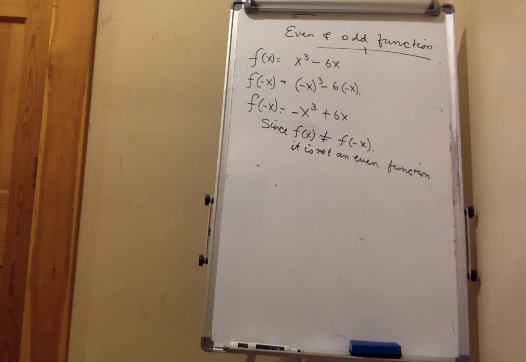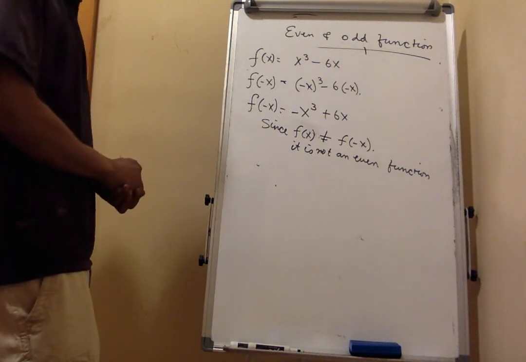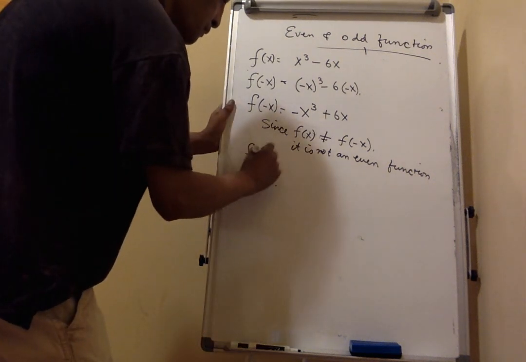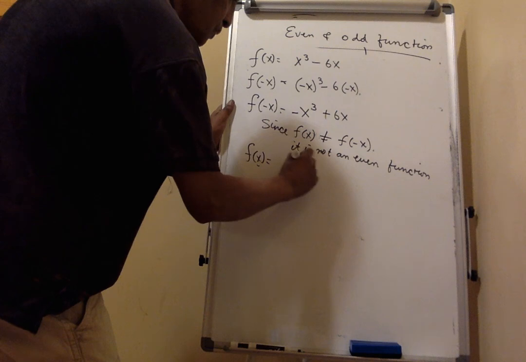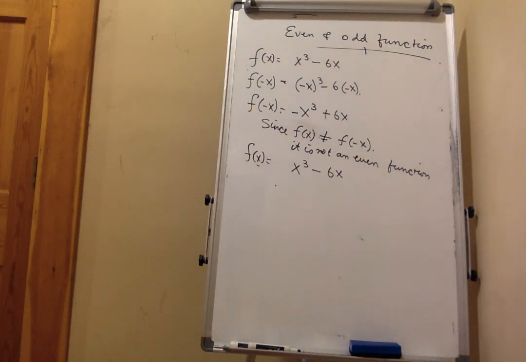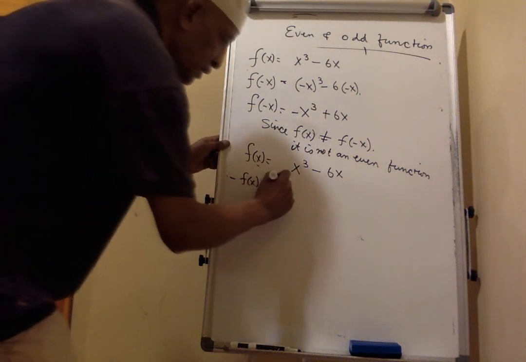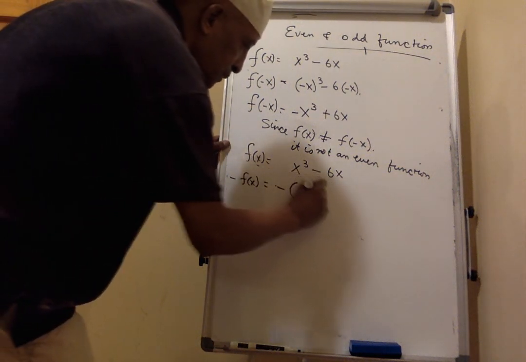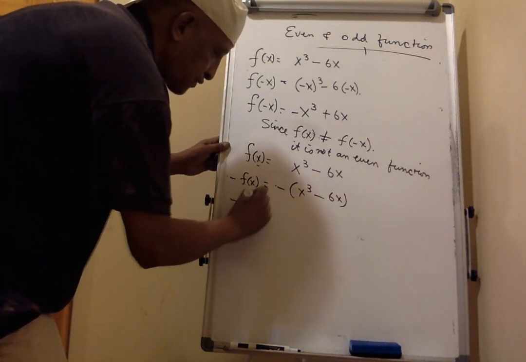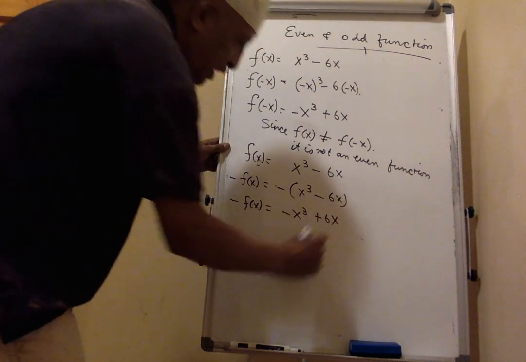How about if it is an odd function? An odd function means what? f of negative x is equal to negative f of x. So f of x is equal to x cubed minus 6x. Then negative f of x is the negative of x cubed minus 6x, so negative f of x is equal to negative x cubed plus 6x.